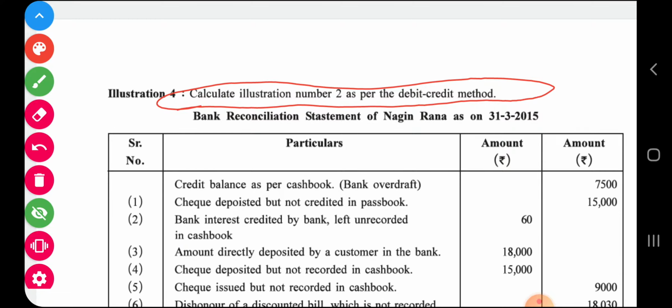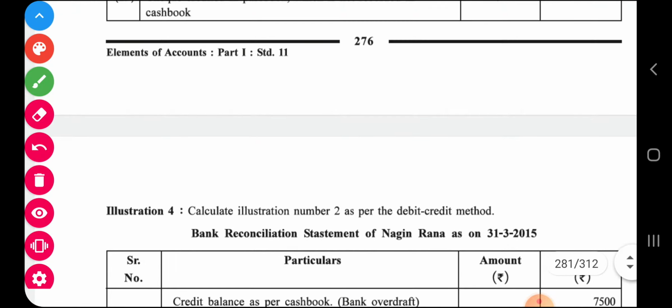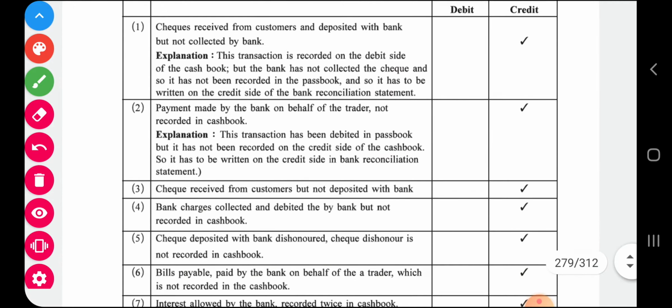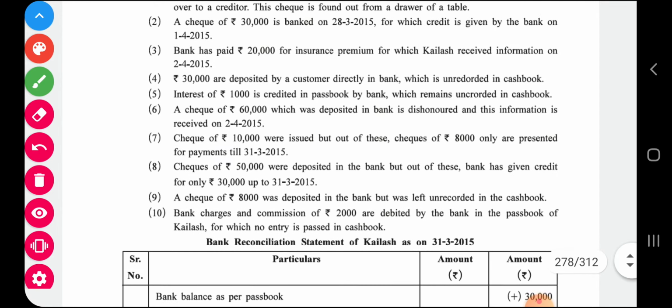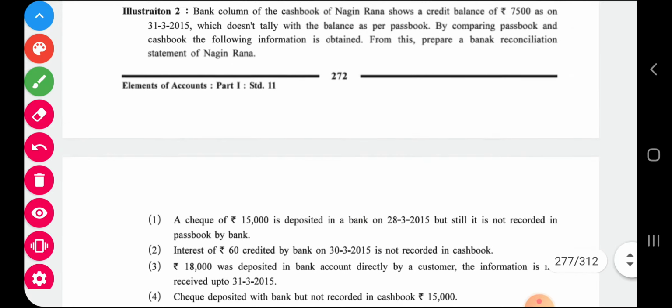So the table remains the same, that is serial number, particular, amount, two columns per amount, where in the first column there is a print mistake. In fact the columns are debit amount and credit amount. You have to prepare these two columns, debit and credit columns. So how to solve this sum? Illustration 2 was solved as per the add-less method. So if you want to do the same example number 2 by debit credit, see how it is done.